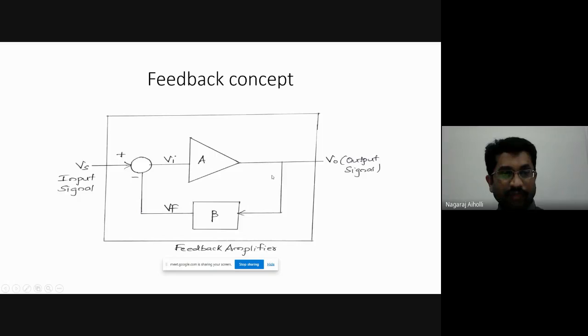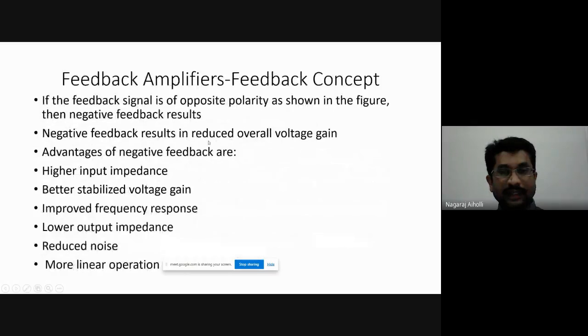That is, negative feedback results in a reduced overall voltage gain. The gain of the circuit will be decreased because of the negative feedback. Remember, negative feedback results in a decrease in the overall voltage gain.